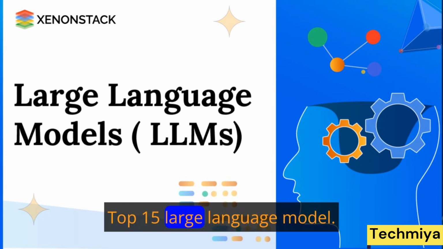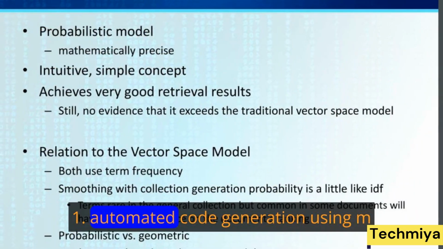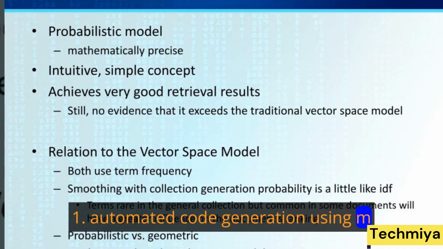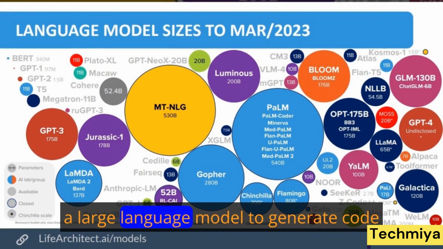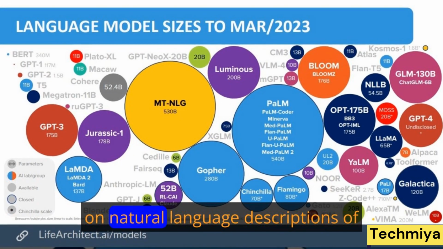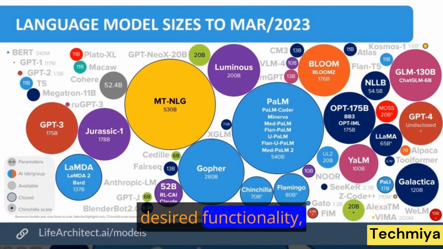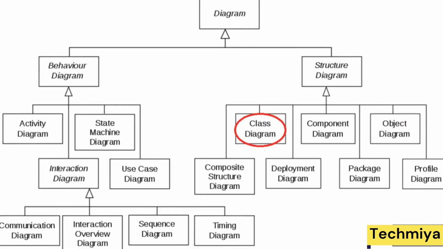Top 15 Large Language Model, LLM, Based Project Ideas. 1. Automated Code Generation using LLM. Overview. Develop a system that utilizes a large language model to generate code snippets or even entire programs based on natural language descriptions of desired functionality, thereby automating software development tasks.